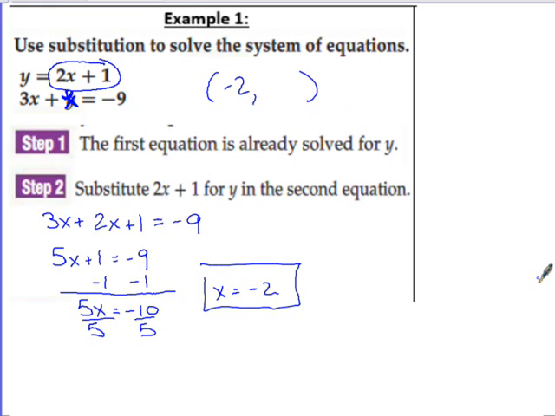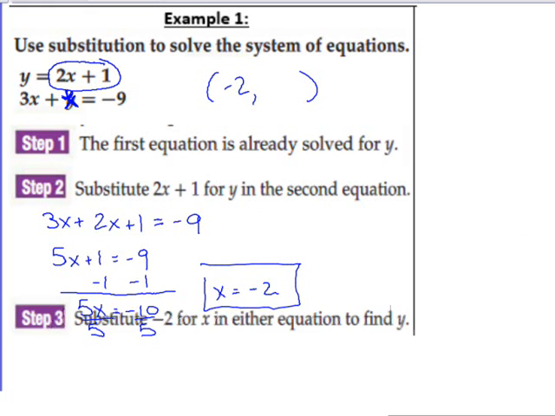To get what y is equal to, I need to go to step 3. And step 3 is to take the number that I got from step 2 and plug it back into an equation to find y. It doesn't matter which equation you use, but if you take a second and look at it, you'll find that some of them might be easier. So like in this equation, it probably makes more sense for me to put negative 2 here because it's already solved for y. So I'll just do the math over here, and then I'll get what y is equal to. So that's what I'm going to do.